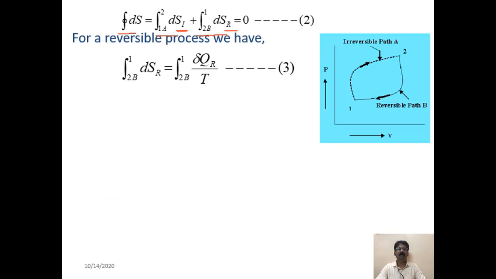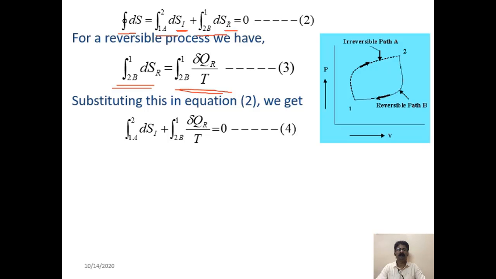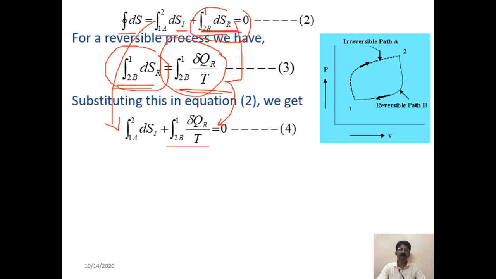Now for a reversible process, as all of you know, the ds value, that is the entropy change for the reversible path 2b1, is always equal to the ratio of heat transfer to temperature. That we have now proved. So ds for the reversible path is equal to the ratio of heat transfer to the absolute temperature for that path. Substituting this for dsr for path 2b1 in equation 2, you will get the first term as it is, and in place of the second term you write this quantity, the integral from 2 to 1 along b of del qr by t. I hope it is simple, you can understand. You have to substitute that.